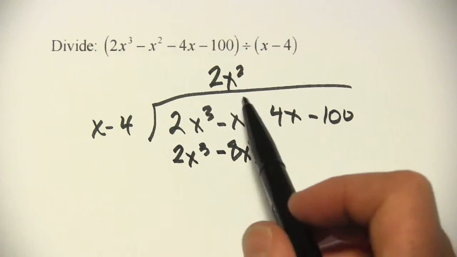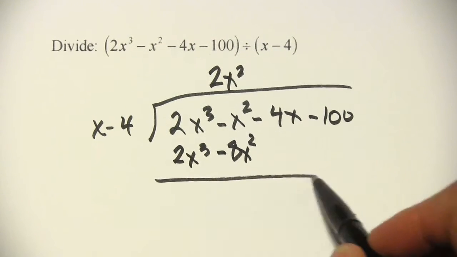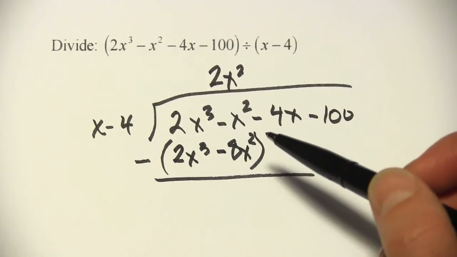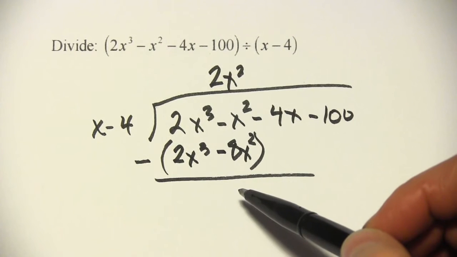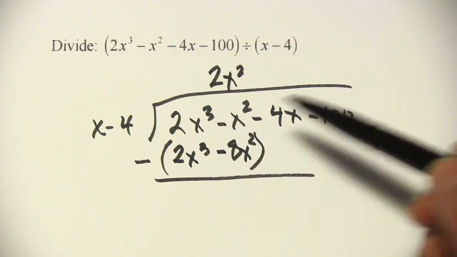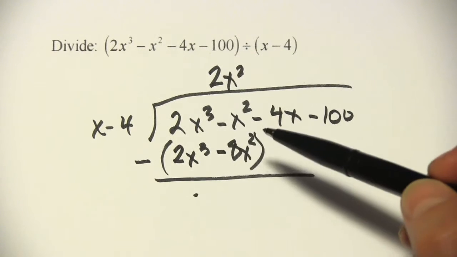Now, sorry, that's minus 8x squared. Now we can subtract, and you have to be pretty careful here because it can get confusing with the signs. We're subtracting this whole thing. So the first term here, the x cubed term, is 2x cubed minus 2x cubed. That's 0. I won't even write that.